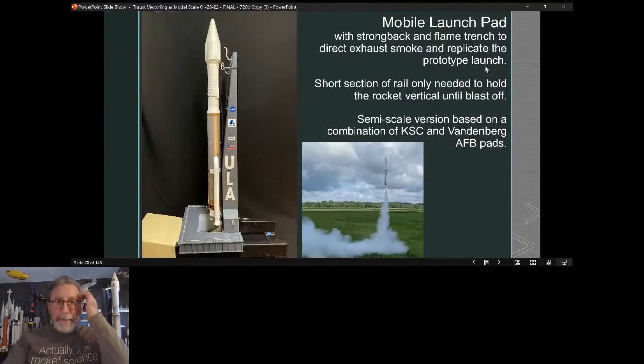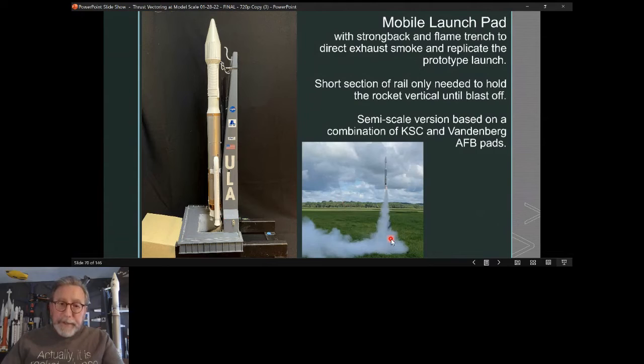And this is the mobile launch pad that I built. It actually is kind of a semi-scale model that is a combination of the Kennedy Space Center mobile platform and the Vandenberg Air Force Base pads. I had the strong back here, which has a sheet metal flame trench in it that shoots the smoke out. I even have a little 1:48 scale Tory Bruno with his signature cowboy hat over there.